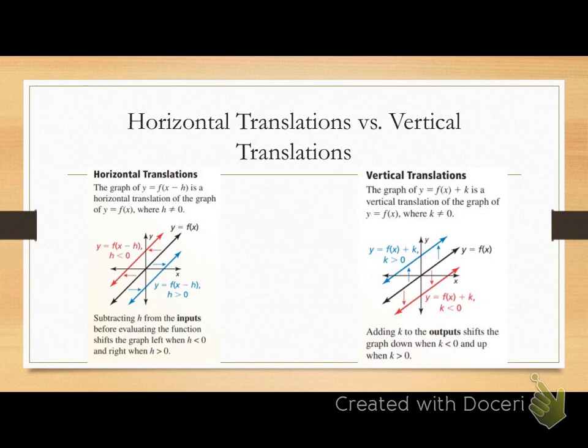Okay, vertical translations. Write down vertical translations and then write down this formula. Y equals f of x plus k. The graph of y equals f of x plus k is a vertical translation of the graph of y equals f of x, where k does not equal 0. Adding k to the outputs shifts the graph down when k is less than 0 and up when k is greater than 0.